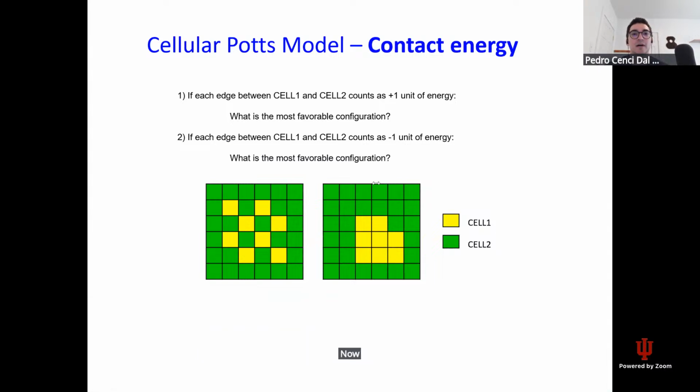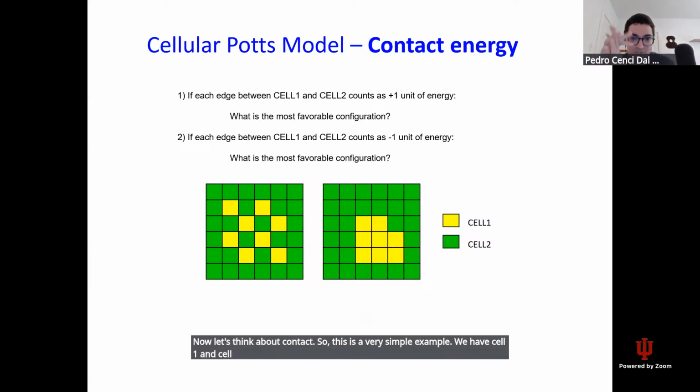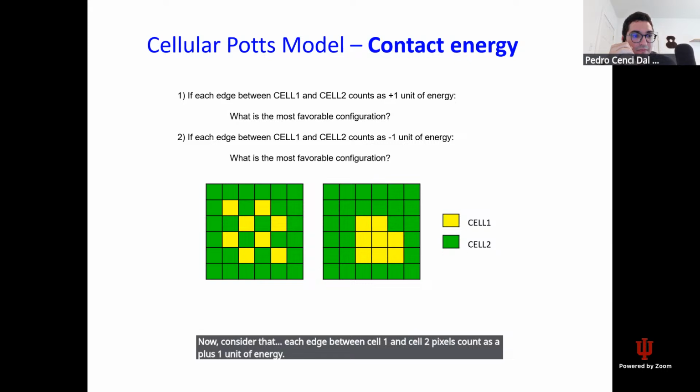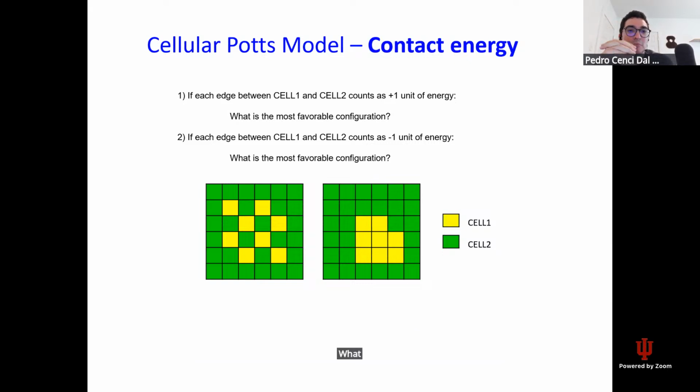Now let's think about contact. So this is a very simple example. We have cell 1 and cell 2. Cell 1 as yellow pixels, cell 2 as the green pixels. Now consider that each edge between cell 1 and cell 2 pixels counts as a +1 unit of energy. What configuration is the most favorable? The left configuration or the right configuration? If each edge counts as a +1 unit of energy.